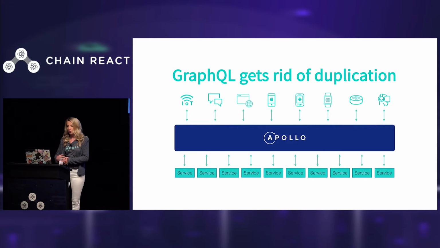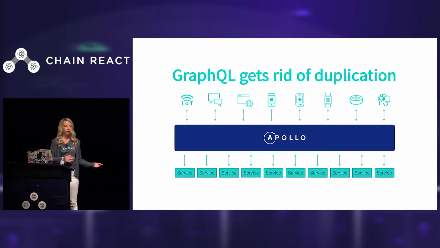Luckily, GraphQL can actually help us eliminate some of this duplicated logic. By layering a GraphQL server like Apollo Server over our existing microservices, we can now reuse all of that sorting and filtering logic that used to live in our Redux action creators. And we can use this across all of the platforms that we support.